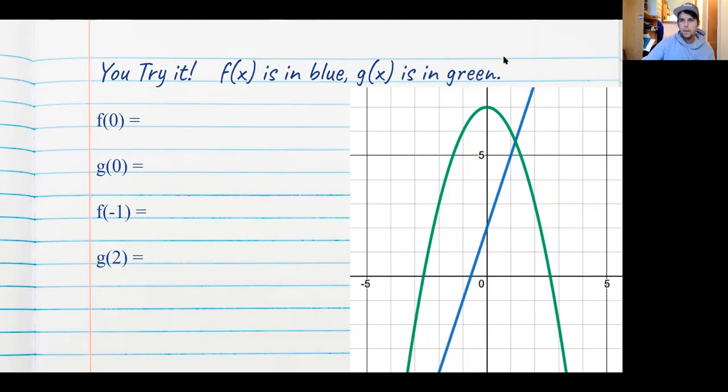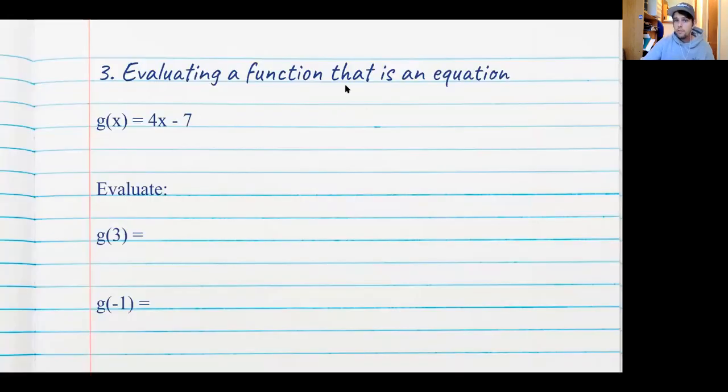All right. The last way that we need to evaluate a function is evaluating functions that are equations. So let's start with this equation right here. We have g of x, so our function name is g, and our function is 4x minus 7. So we're going to evaluate it. What it means to evaluate a function is we are replacing x with this number, right? The x becomes the number that we want to put in. So g of 3 means that I put a 3 where the x is. So instead of being 4 times x minus 7, it becomes 4 times 3 minus 7.